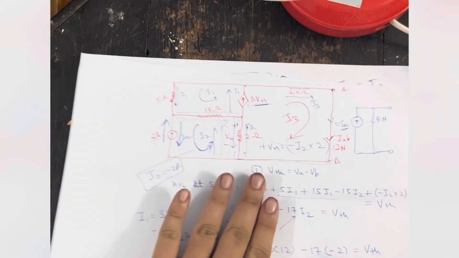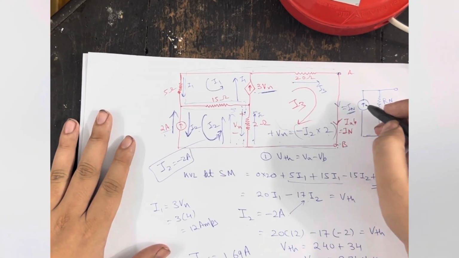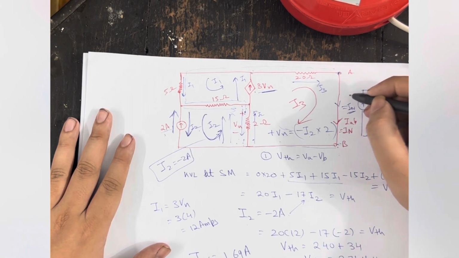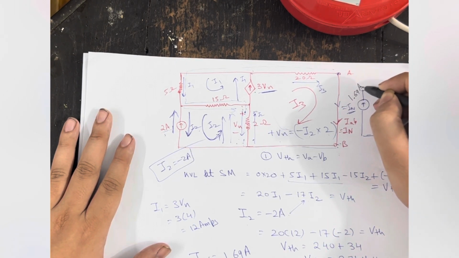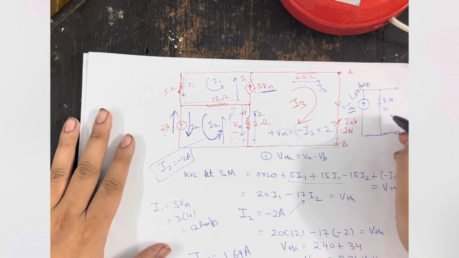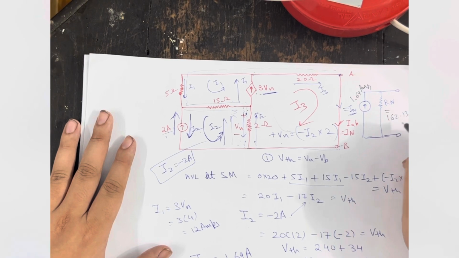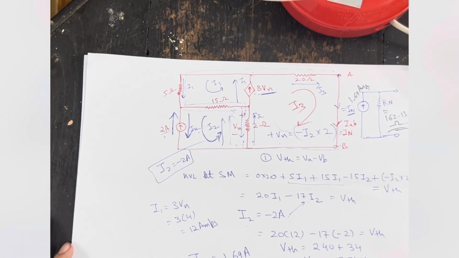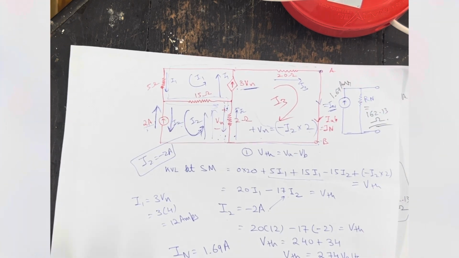So our Norton's equivalent circuit will be nothing but the current we already found, 1.69 amperes, and the Rn value equal to 162.13 ohms. So this is how we solve Norton's equivalent circuit when a dependent source is present in the question.